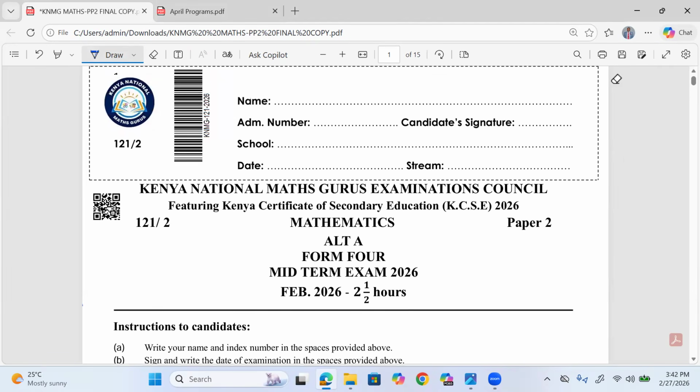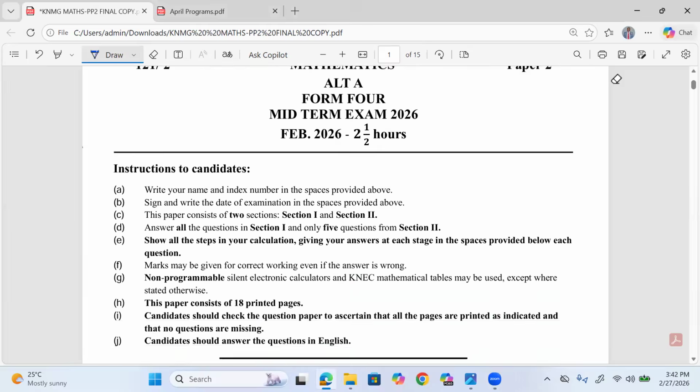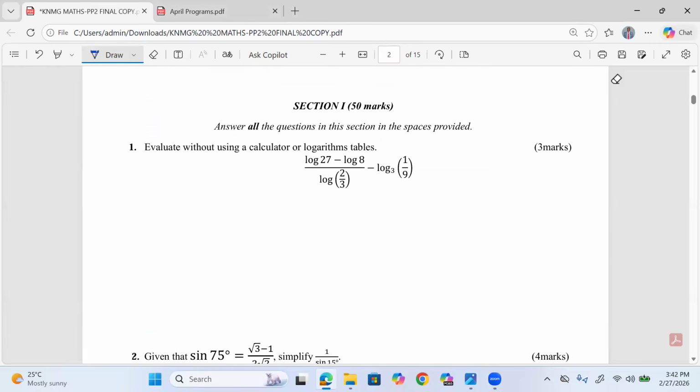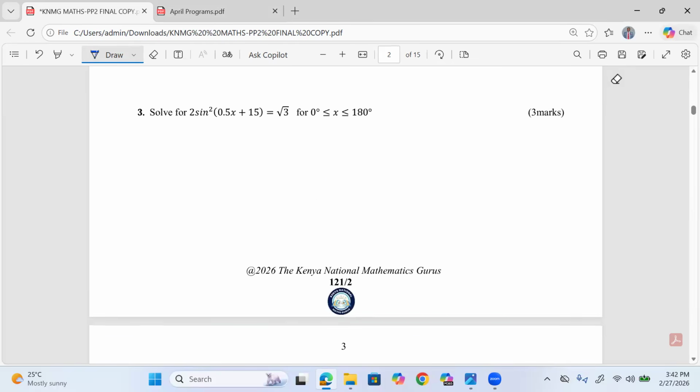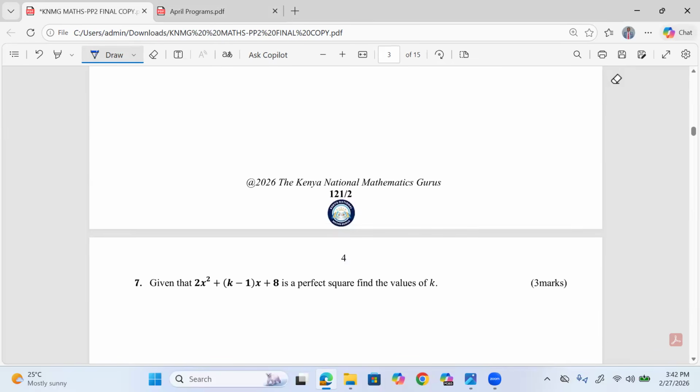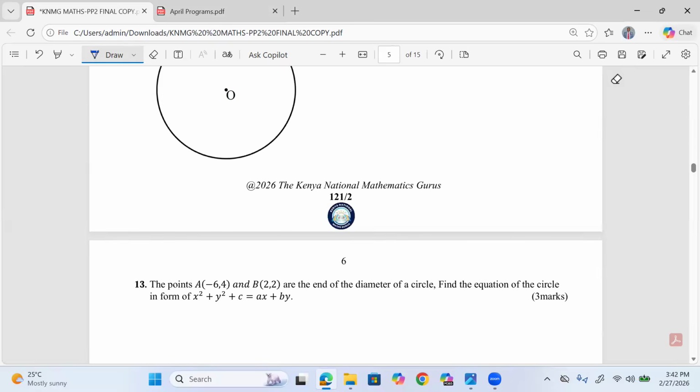Now we're going directly to section 2 of this paper. We've already covered and uploaded section 1, so I request those who have not watched to kindly take your time and check it. These are very wonderful questions. We have simplified every item in section 1. So allow me to go directly to section 2 of this paper.